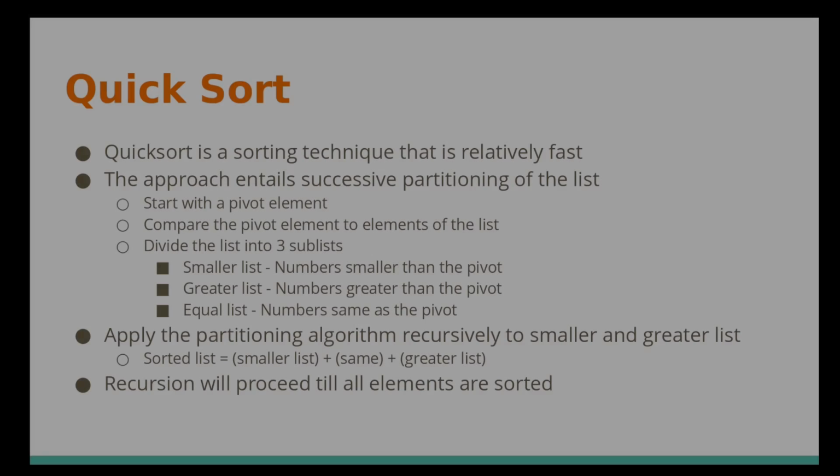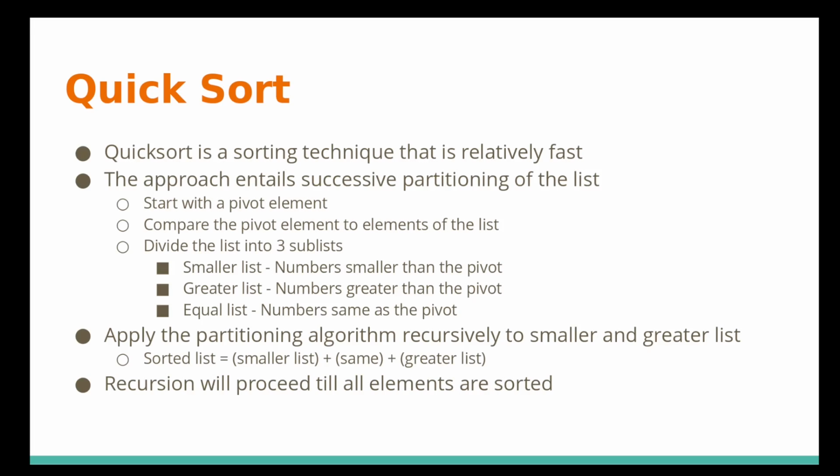The quicksort is a sorting technique. The approach essentially starts with partitioning the list. We start with a pivot element, and then we compare the pivot element to the other elements of the list. Based on the pivot, we divide the list into three sublists: the smaller list, where the numbers are smaller than the pivot, the greater list, where the numbers are greater than the pivot, and the equal list, where the numbers are the same as the pivot. Then we apply the partitioning algorithm recursively to the smaller and the greater list. And we say that the sorted list is smaller list plus equal plus greater list. This recursion will proceed till all elements are sorted.